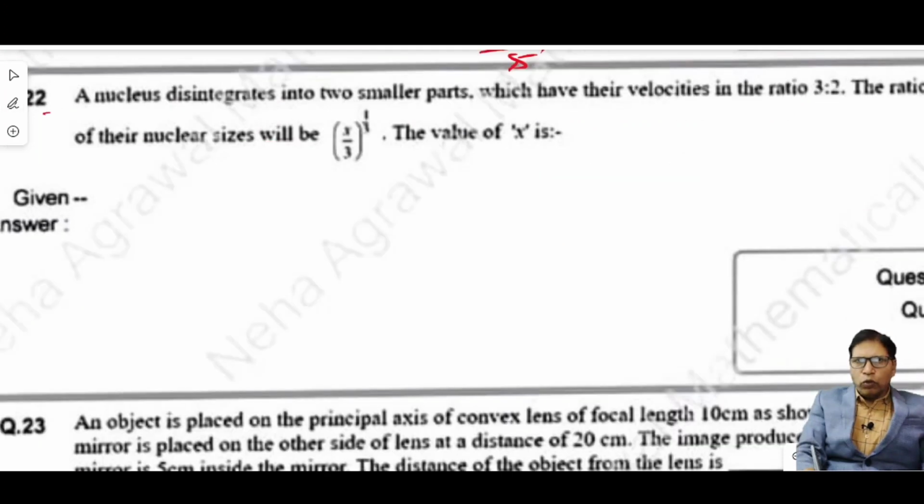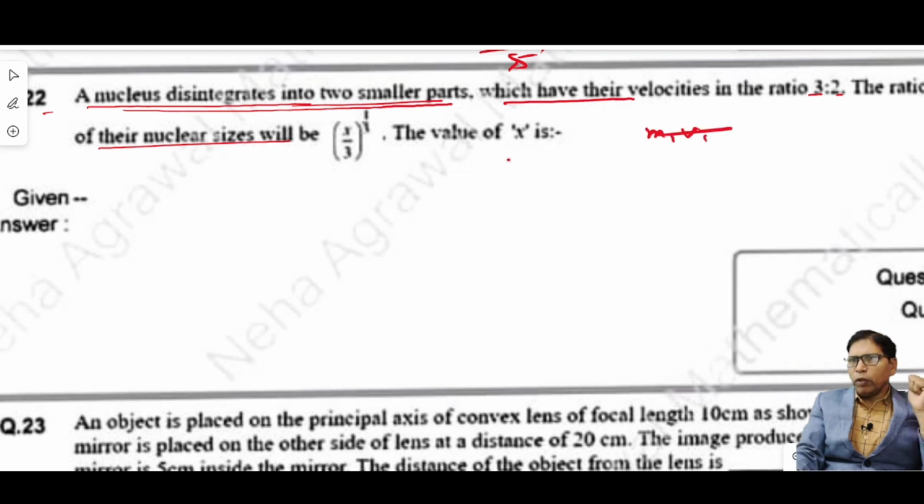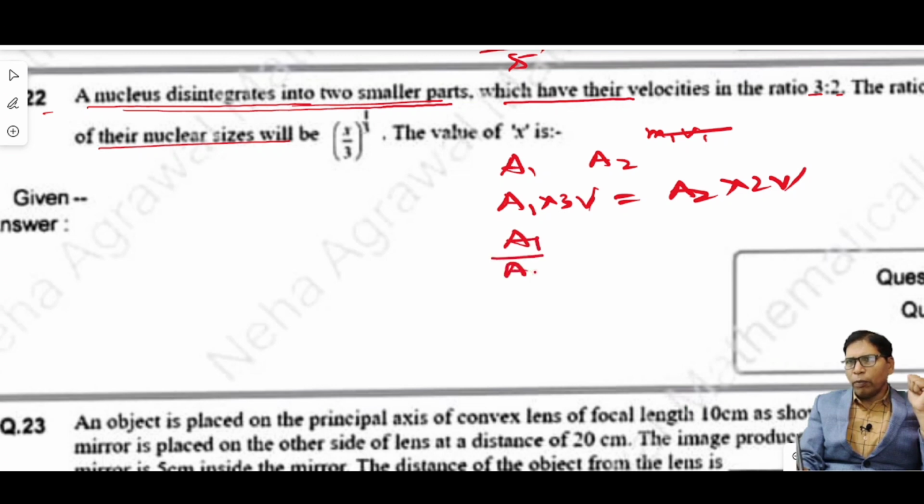Now question 22. A nucleus disintegrates into smaller parts which have their velocities ratio 3 is to 2. The ratio of their nuclear size will be x by 3 to the power 1/3. If A1 and A2 be their mass numbers, then A1 into 3V equals A2 into 2V. So V and V cancel out. So A1 by A2 is 2 by 3.